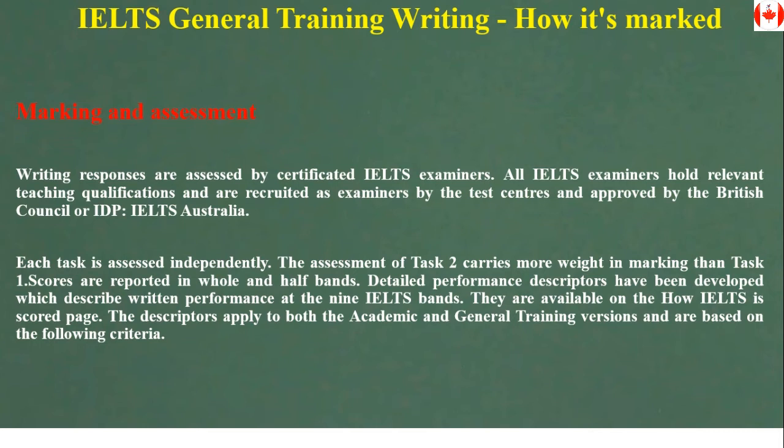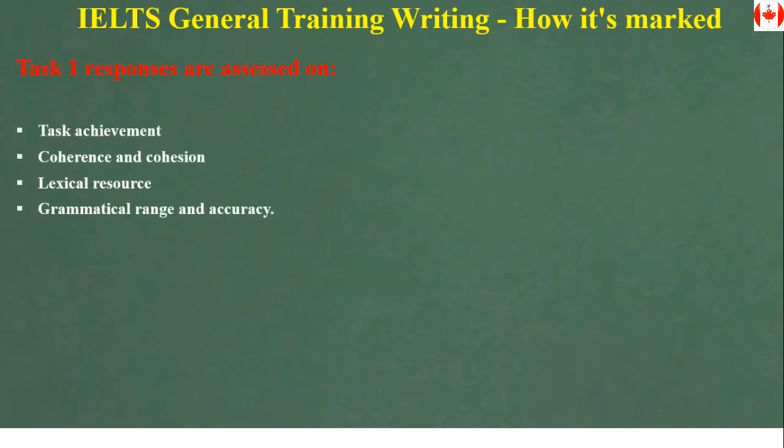Detailed performance descriptors have been developed which describe written performance at the 9 IELTS bands. They are available on the How IELTS is Scored page. The descriptors apply to both the Academic and General Training versions and are based on the following criteria. So the first criterion is task achievement, if you achieve the task. So if you respond to the question and achieve what they ask. Coherence and cohesion. Lexical resource, grammatical range and accuracy. So that's how they mark your essay.